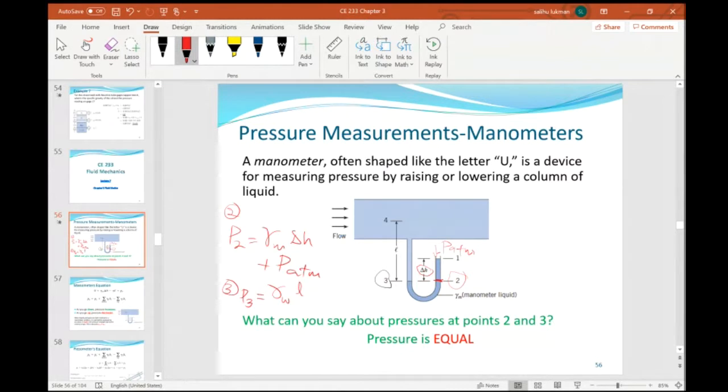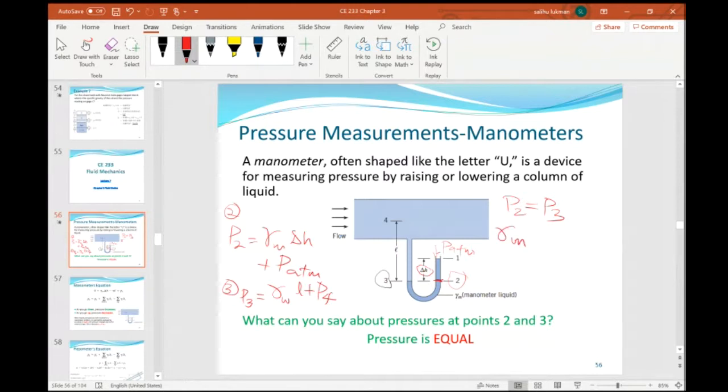L is the height of the water column, and then plus the pressure at point 4, which is P4. Imagine we want to find P4. All we need to do is say that the pressure at point 2 is equal to the pressure at point 3. In essence, P2 is equal to P3. So in that case, we will have our equation generated.